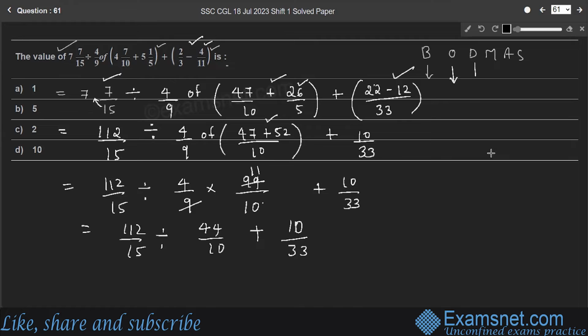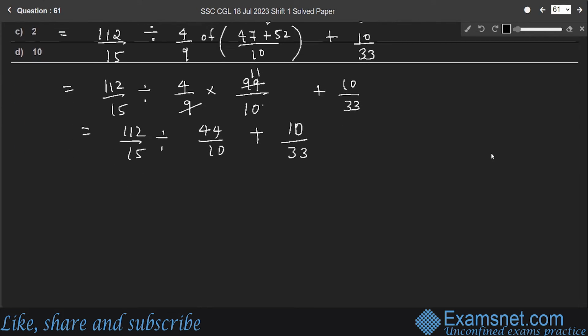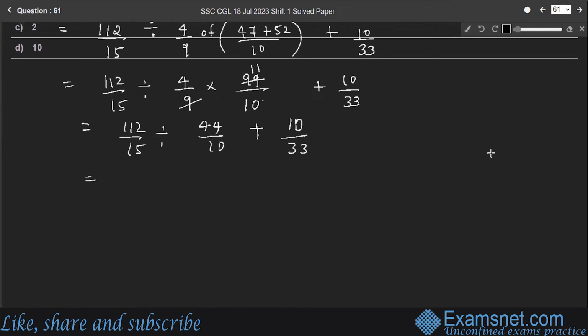Right? So next comes division. So go for the division part. 112 by 15 divided by 44 by 10 becomes into 10 by 44. Right? Plus 10 by 33. So you can simplify here. So 44, go for 10 and 15. So 5 into 2, 5 into 3.